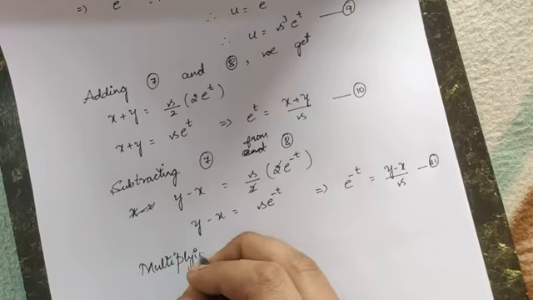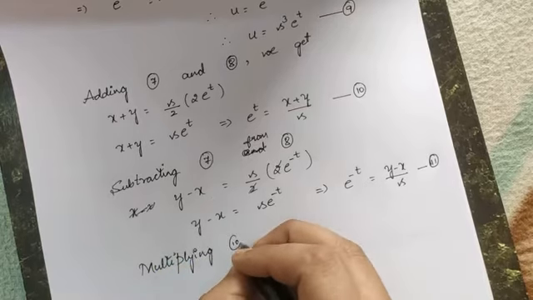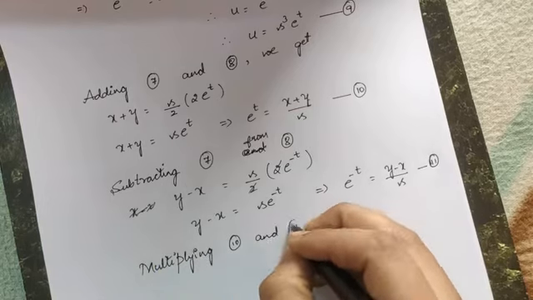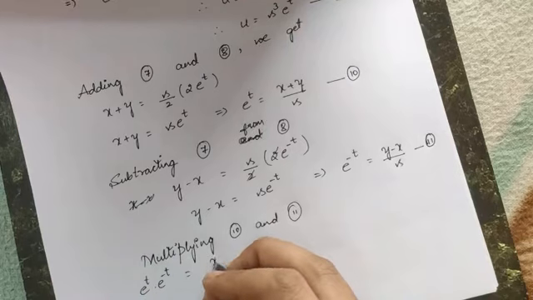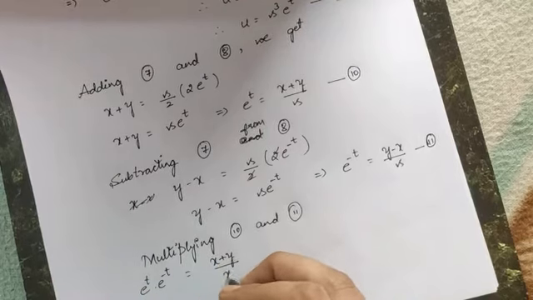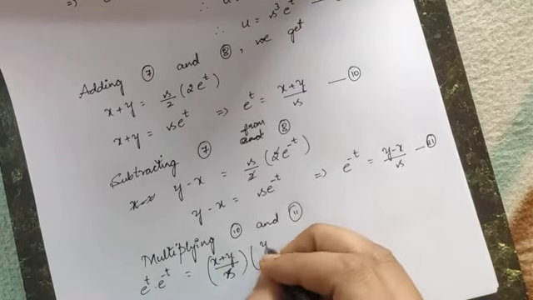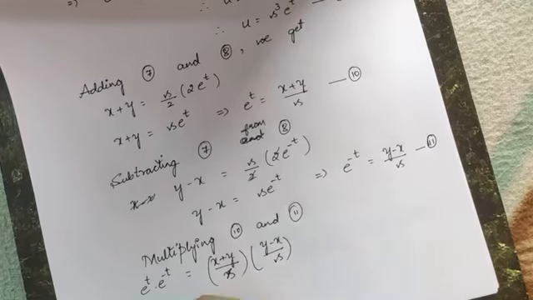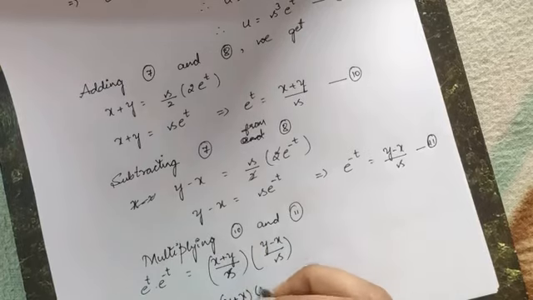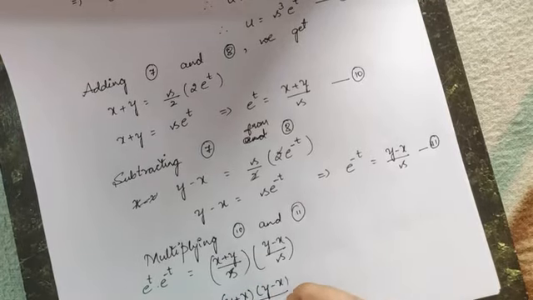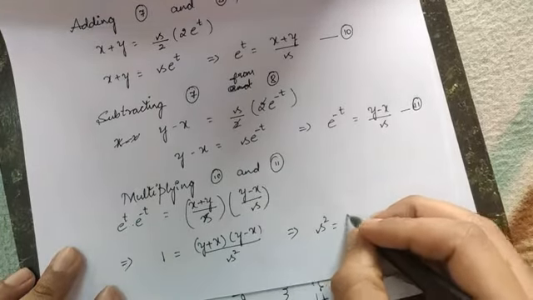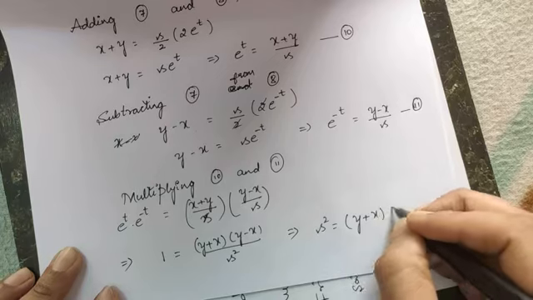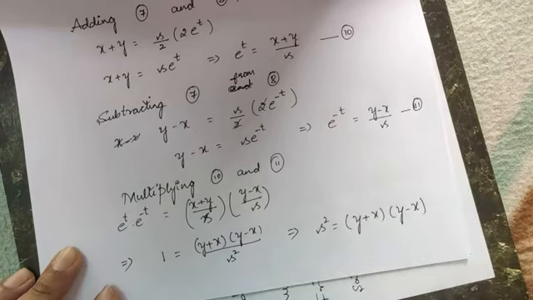Multiplying 10 and 11, you will get e power t into e power minus t is equal to x plus y by s into y minus x by s. So this implies 1 is equal to y plus x into y minus x divided by s square. This implies s square will be in terms of y plus x into y minus x, right?